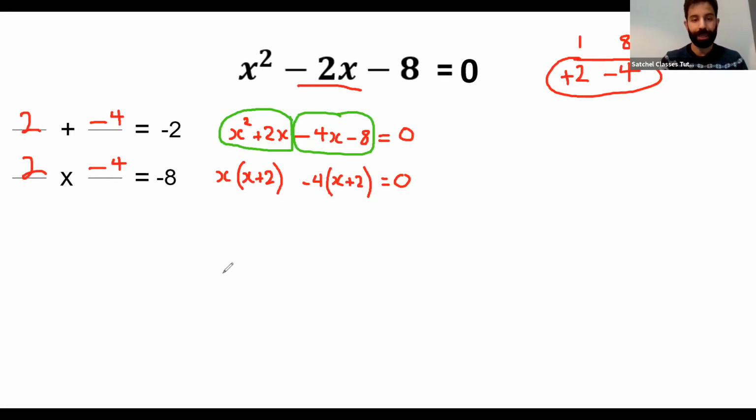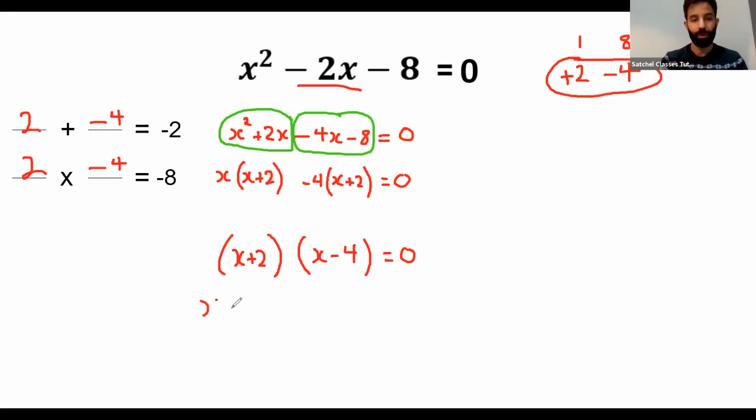Now, what we need to do is bring down only one of the brackets. So x plus 2. And then we need to add these two together as well. So x plus minus 4 is just the same as x minus 4. And that is equal to 0. Now, seeing as we're multiplying the brackets together, one of either this bracket or this bracket has to be equal to 0, because 0 times a value will give us 0, or if this has a value, this multiplied by 0 should still give us 0.